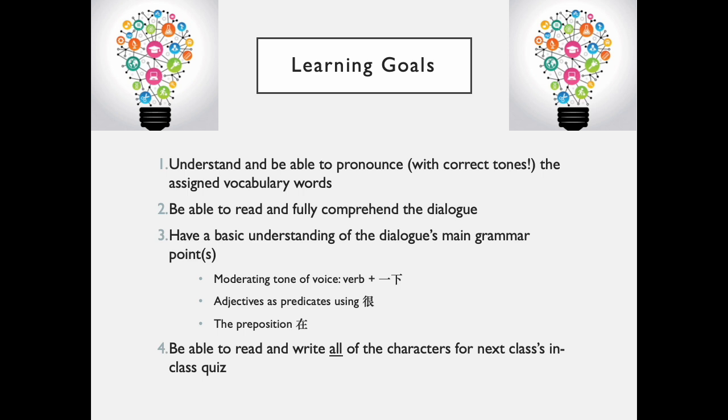今天我们要开始学第5课，对话1。第5课说什么？看朋友。If you watch this video and do what it asks you to do, then before the next class you should be able to accomplish the following learning objectives. Number 1, you should be able to understand and pronounce using the correct tones all of the assigned vocab words from Lesson 5, Dialogue 1. Number 2, you should be able to read and fully comprehend the first half of the dialogue all on your own. Number 3, you should have a basic understanding of the dialogue's main grammar points, and there are 3 that we'll be focusing on here in this pre-class video. And finally, you should be able to read and write all of the characters for next class's dictation quiz.